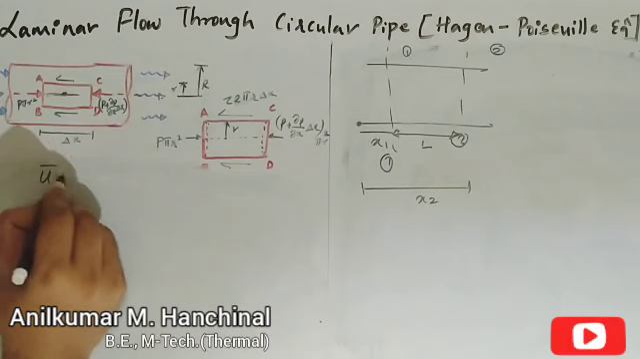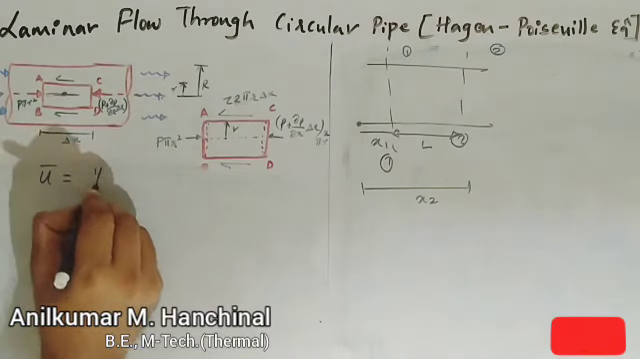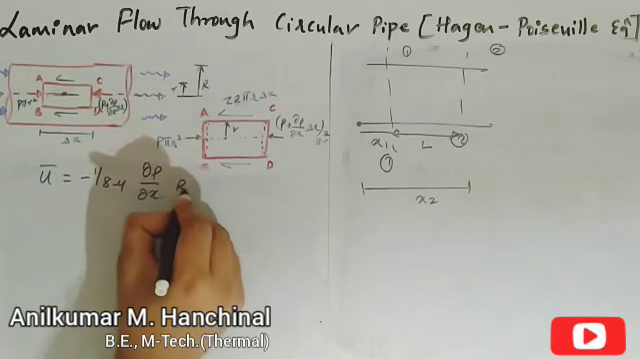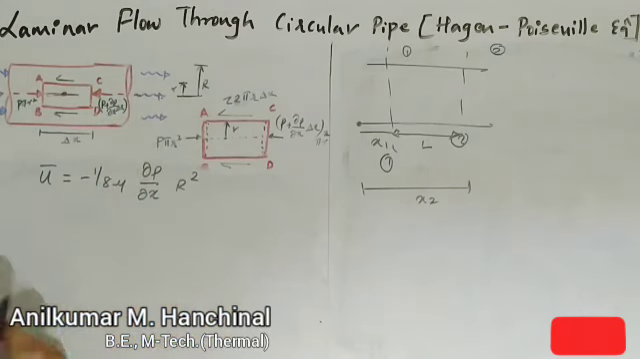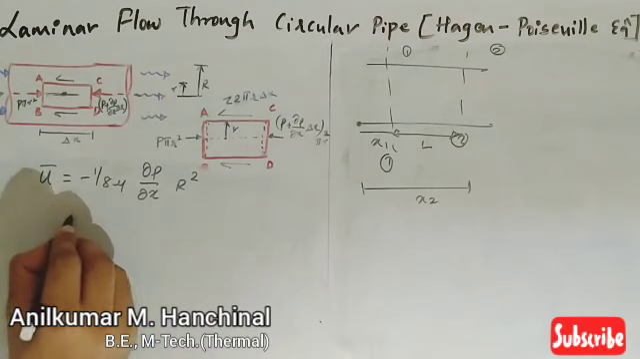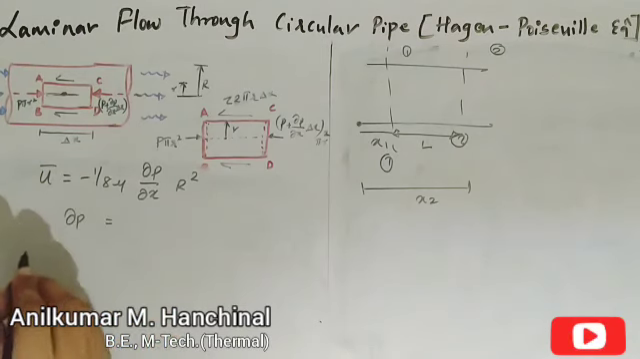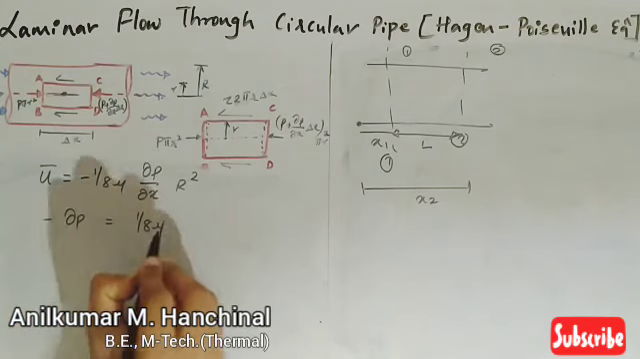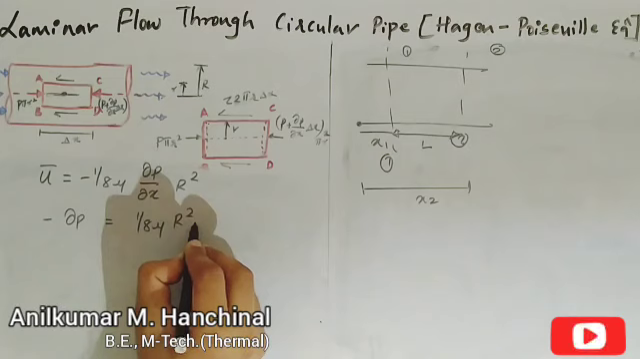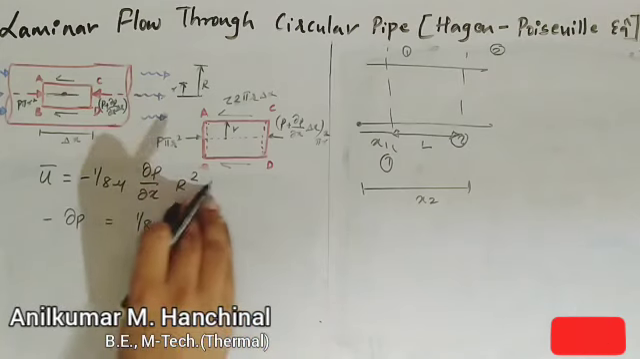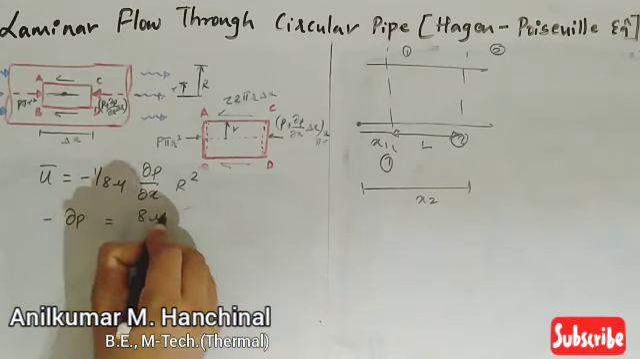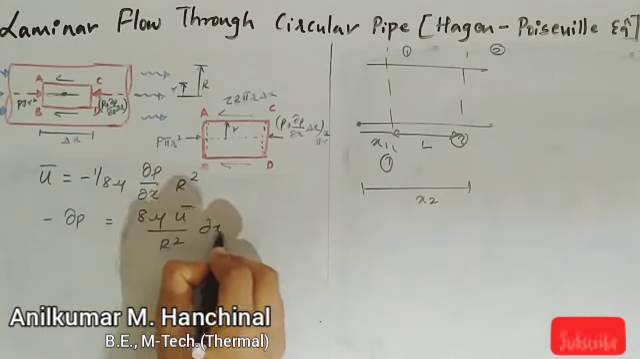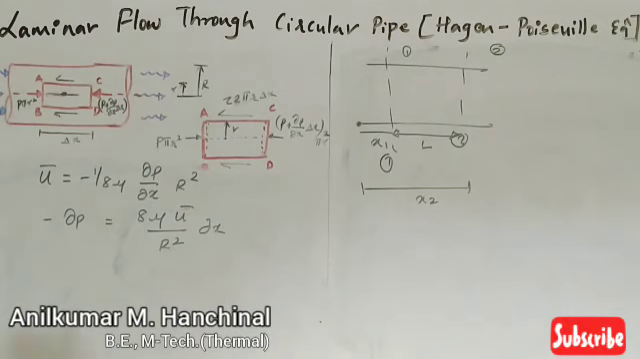So what is our average velocity equation? That is minus 1 by 8 mu dou p by dou x r square. If I just rearrange this term, I will take dou p to one side, so dou p will be equal to minus 8 mu u bar divided by r square into dou x. Okay, this is an equation.